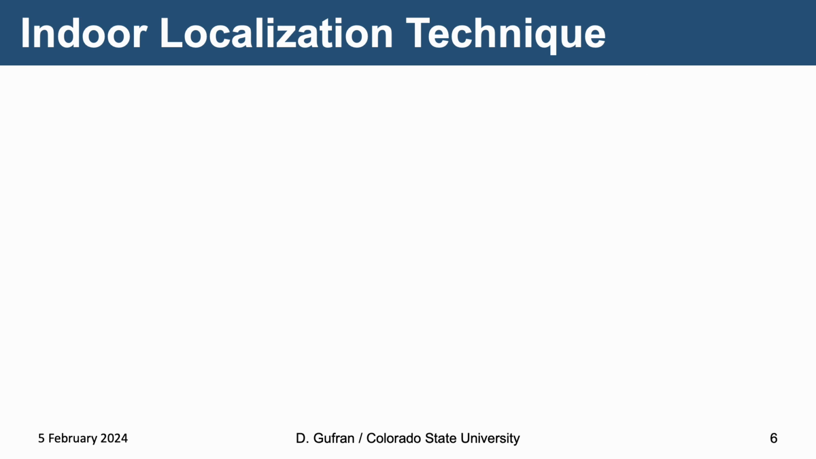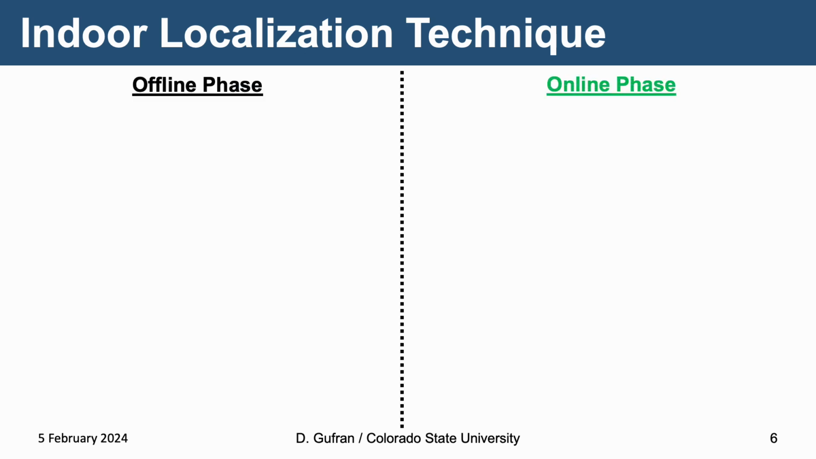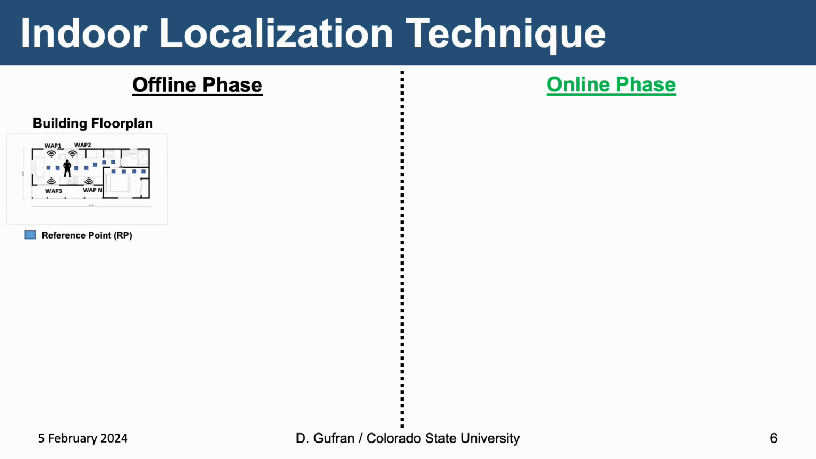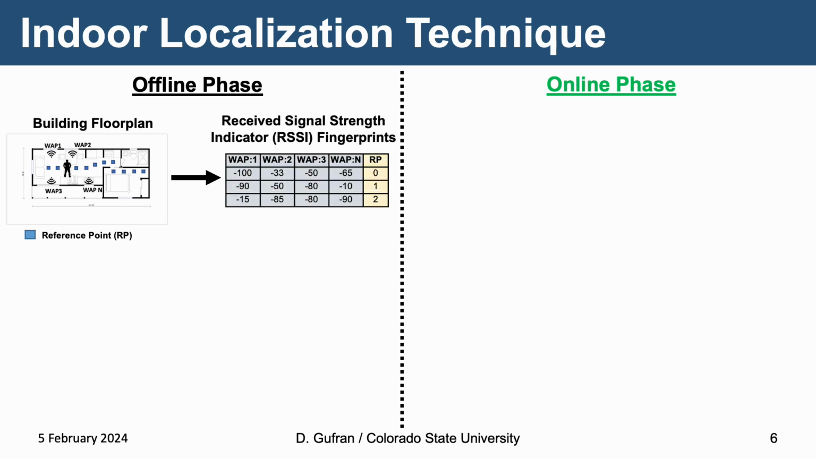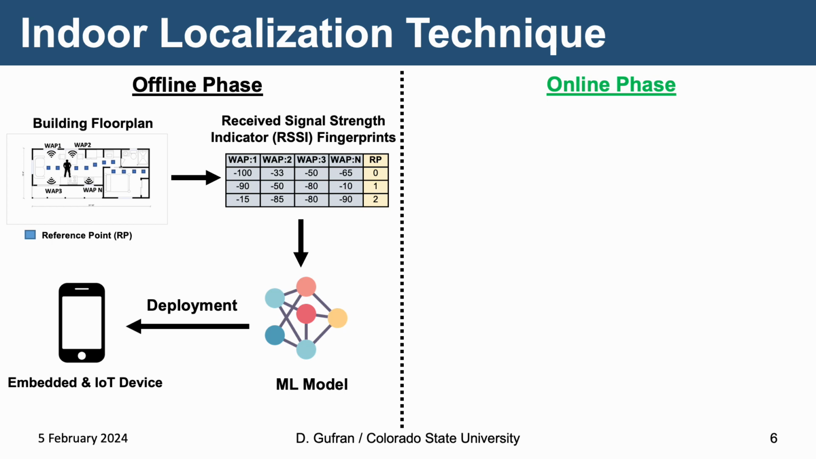Fingerprinting model-based indoor localization systems typically consist of two phases, an offline phase and an online phase. During the offline phase, Wi-Fi fingerprints are captured across various reference points, or RPs, within the building floor plan. These fingerprints are stored as an offline dataset corresponding to each RP location. The dataset is then utilized to train a machine learning model, teaching it the distinctive features and patterns associated with each location. Once trained, the model is deployed on an embedded and IoT device, making it available for use in the online phase.